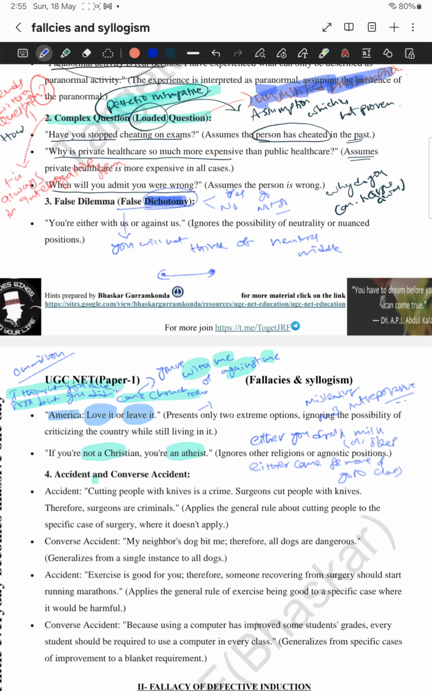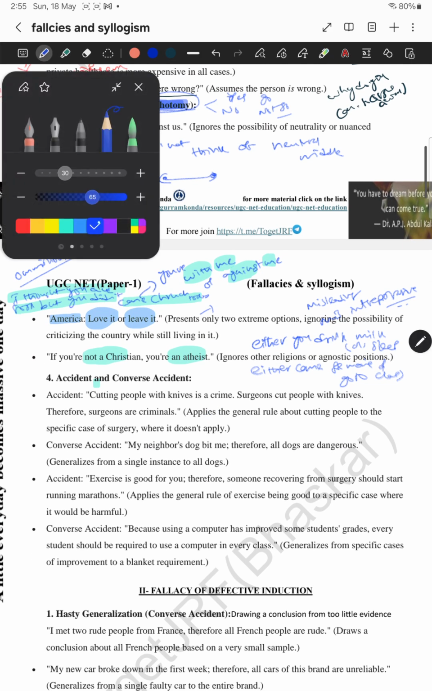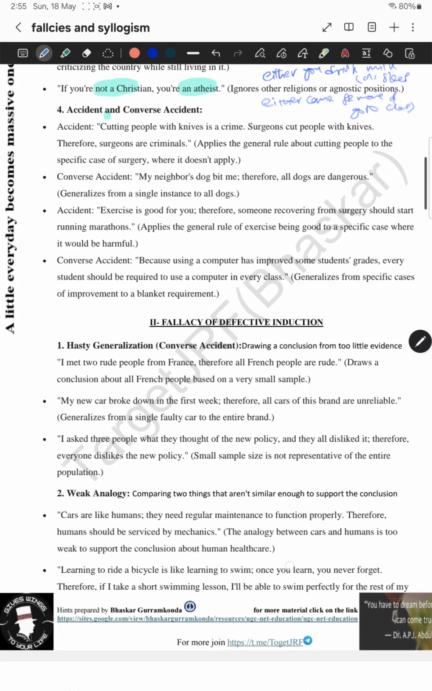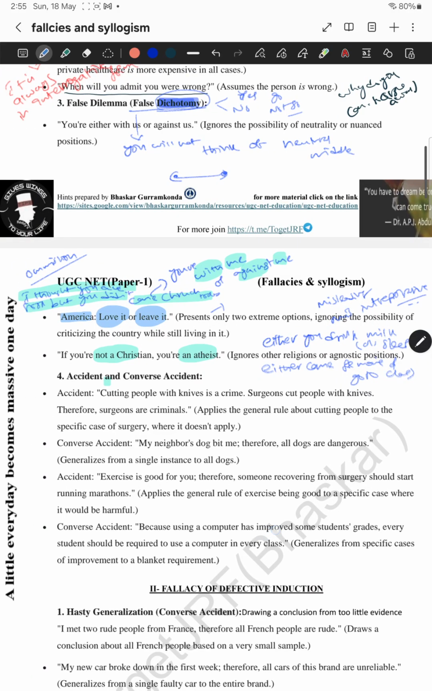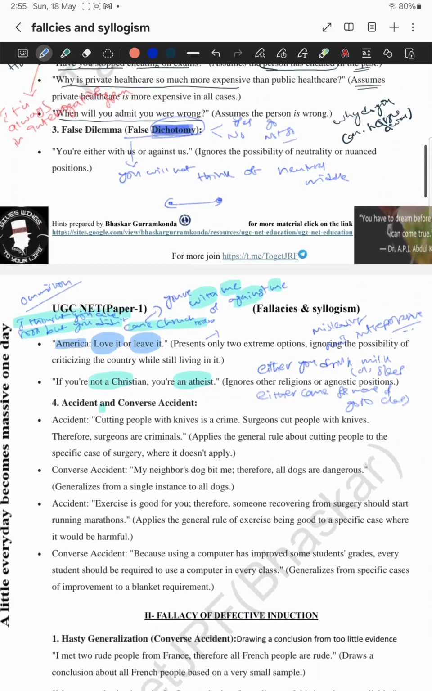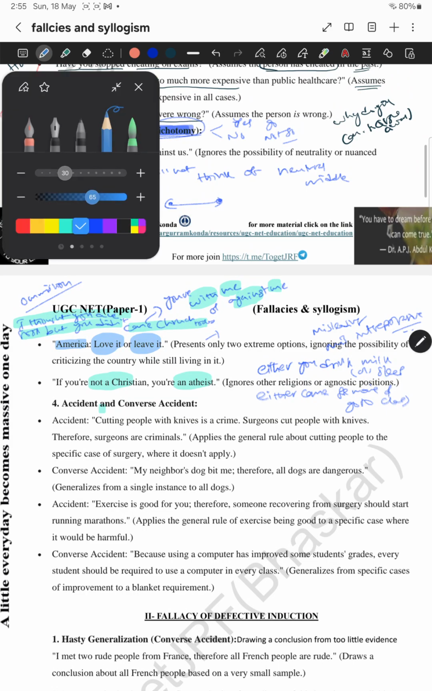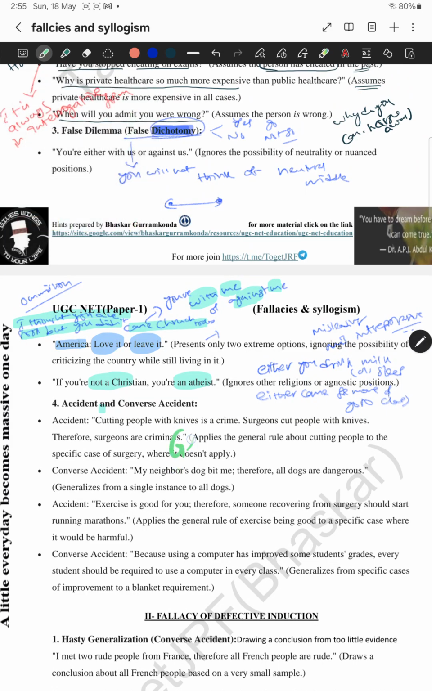So without further delay, let us go to the one more thing which is left. It is fallacy of converse accident. In fallacy of accident, we have seen a general rule applied to a specific condition, even though it may not hold. That is fallacy of accident.